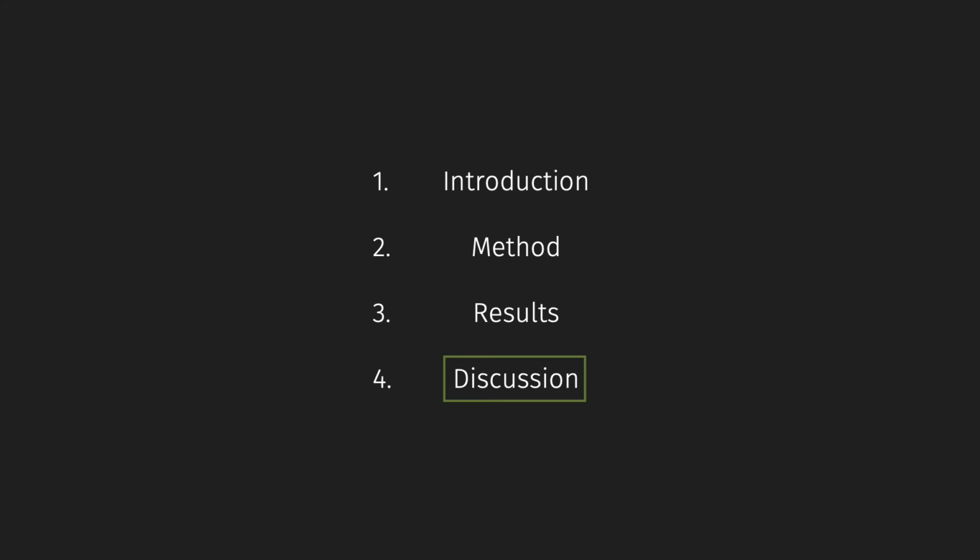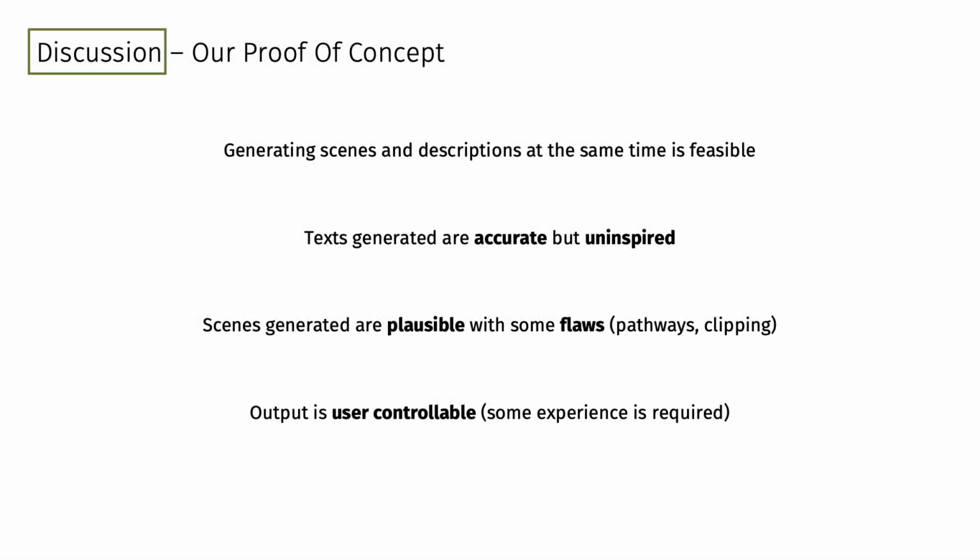As you see, generating scenes and descriptions at the same time is feasible in our proof of concept. Our texts are actually quite accurate as rated by users, but everyone can, I think, tell that they are machine generated because they are just an uninspired list of things that are in the scene and how they relate to each other. The scenes that are generated are plausible with some flaws. I did not show you the material from the user study for that due to time constraints, but you gotta believe me that they fared okay in the ratings.